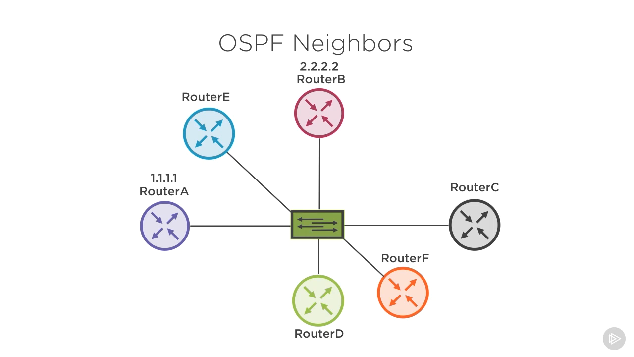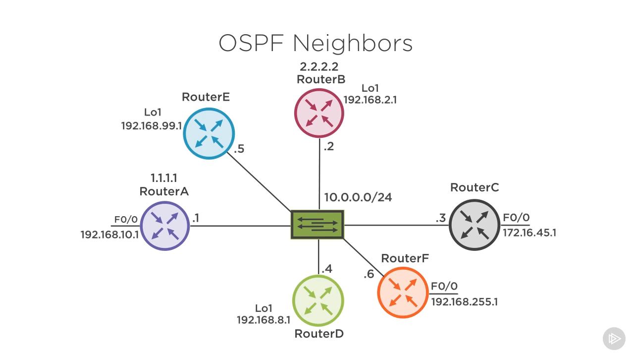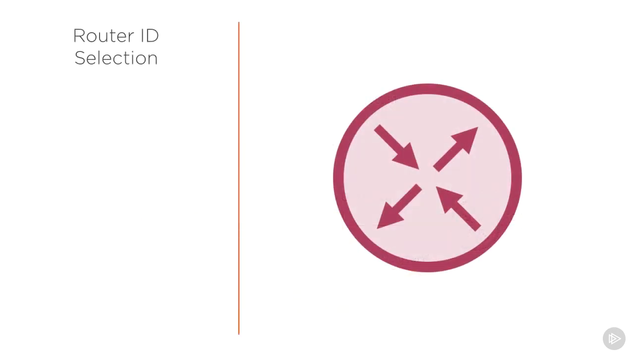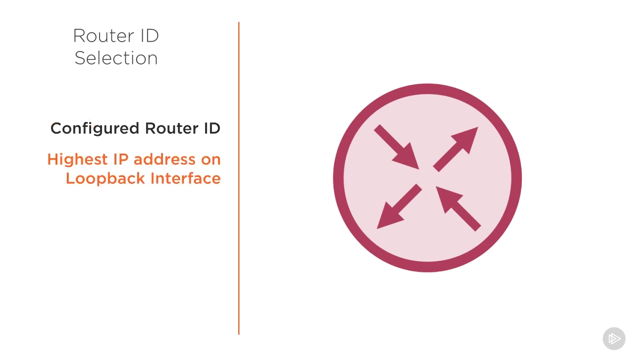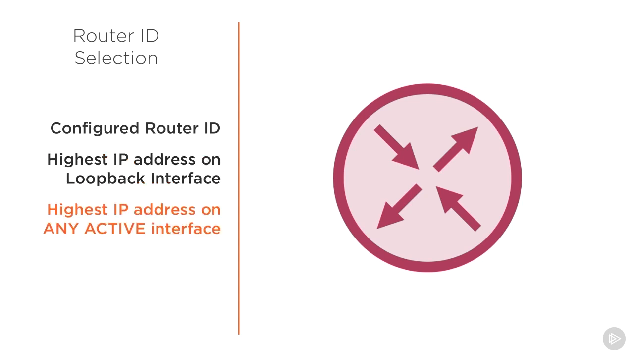So what we need to do first is determine the router ID for each one of our routers in this network. The router ID is determined by one of three items. The selection process is either going to choose the configured router ID first. If there's no router ID configured for OSPF, it's going to choose the highest IP address on a loopback interface. So if I don't have a router ID configured and I do have a loopback interface configured, my router ID will become the same as the IP address on that loopback interface. Last, if there's no loopback interface configured, the router is going to choose the highest IP address on any active interface, and that will become the router ID.